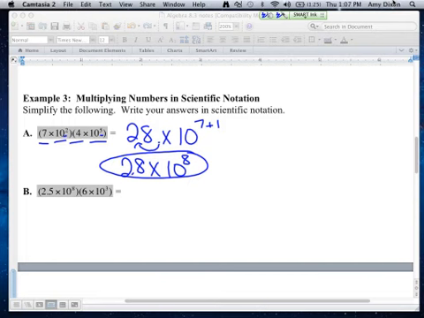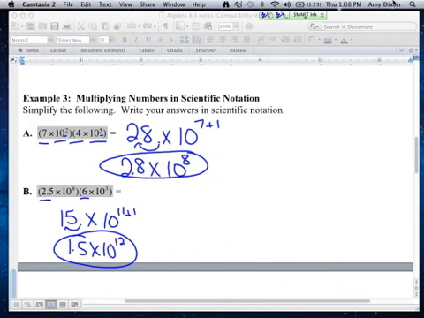All right, letter B. Let's multiply 2.5 times 6. What do we get? 3, 9, 15. 15 times 10 to the 11th power. So we added the 8 and the 3. Move it to the left. Then we have to move it like the last one. Times 10 to the 12th, yes, because we had to add 1 to the 11th. So that's how you multiply two numbers that have scientific notation.